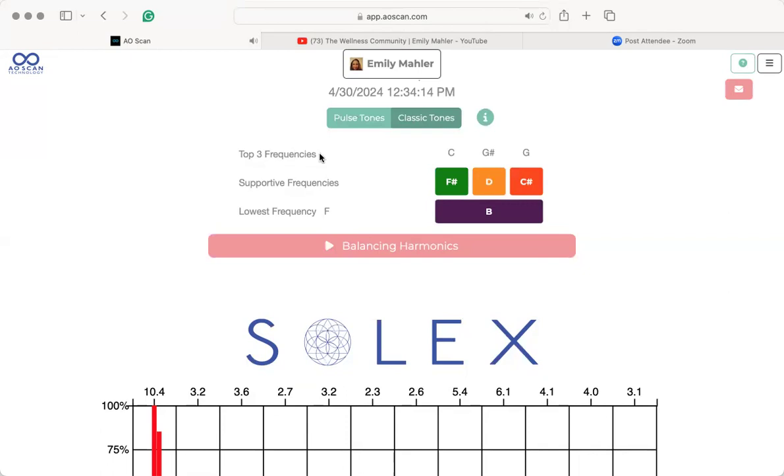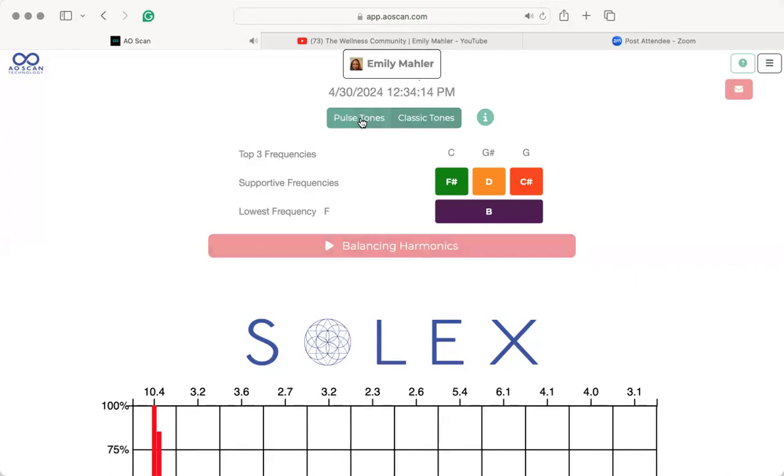But they also left this because some people like the classic tones. So the top three frequencies that are out of balance and the lowest frequency are these grayed out colors there. And then the supportive frequencies are these colorful buttons. Each one is a 3-minute audio with frequencies and music together. All you have to do is hit balancing harmonics and it'll play through each one at a time, and it will cycle back through as many times as needed until you hit stop or close out the browser.